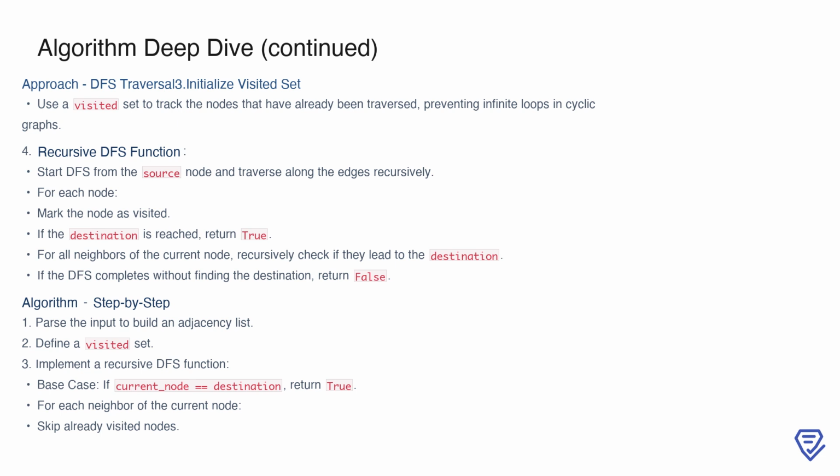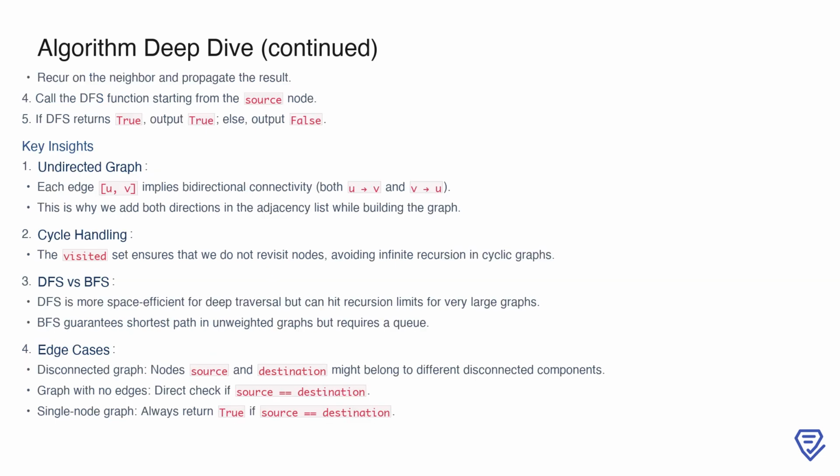This approach systematically explores all possible paths from the source to the destination while ensuring cycles do not cause infinite recursion. As the DFS function processes each neighbor, it recurs on the neighbor and propagates the result back up the call stack. Once the traversal is complete, we check the final result of the DFS call. If it returns true, there is a path from the source to the destination, otherwise, the output is false.